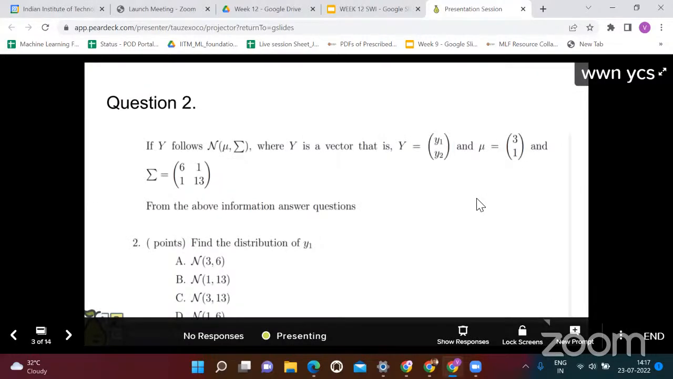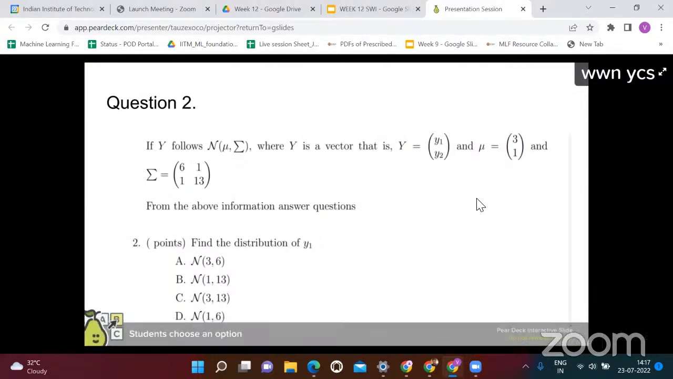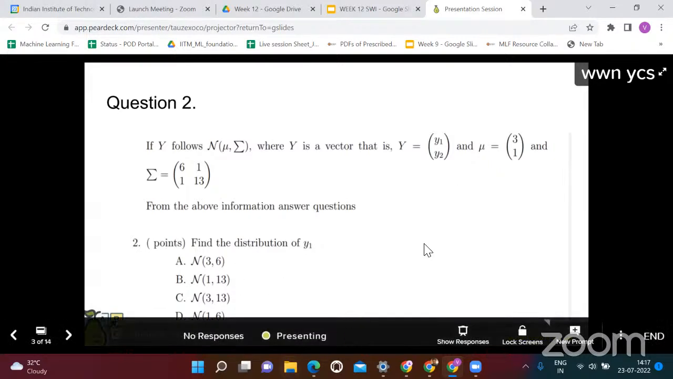So this is the next one. You have this distribution in the form of a vector, where we have simply combined two normal distributions, and everything has been given. The mean value mu has been given as 3 1, and the covariance matrix is also given. Now you need to calculate the distribution of y1, and you can expect this type of problem in the final exam also. Not this simple, but a bit more complex.